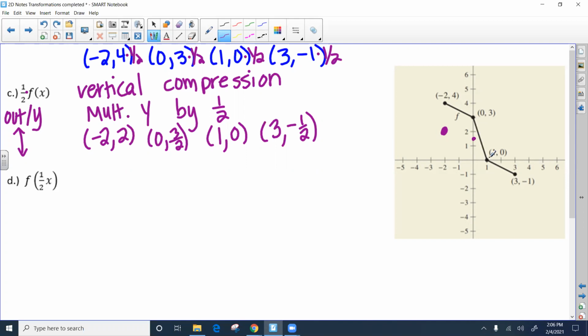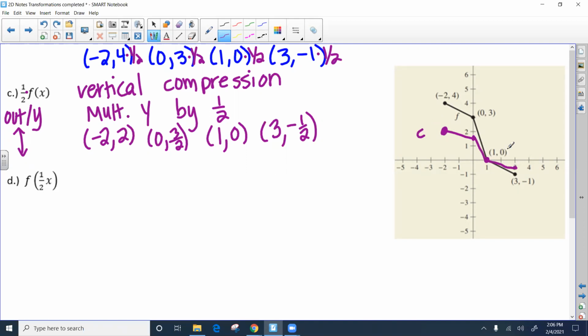The next one is 1, 0. So this point actually stayed in the same spot. And then the last point is 3, -1/2. So I go over 3 and then down a half right here. So when I draw that in, that's my graph for C.